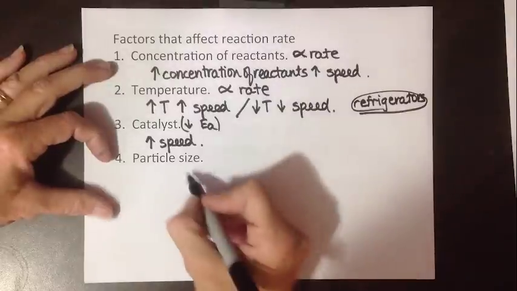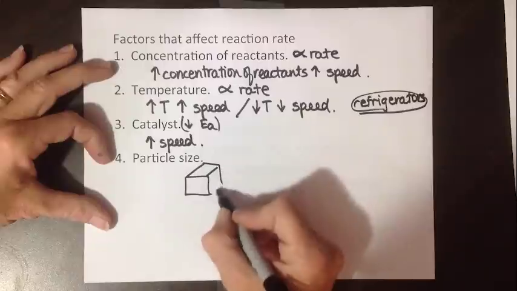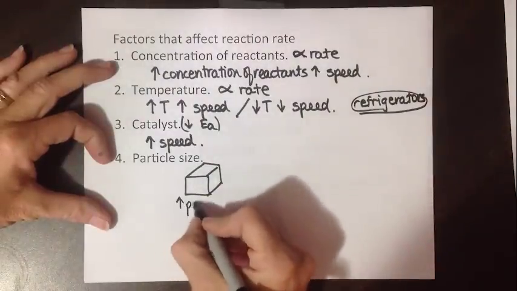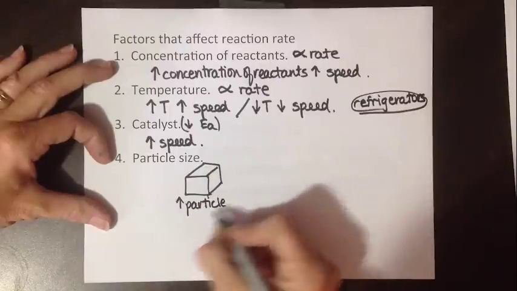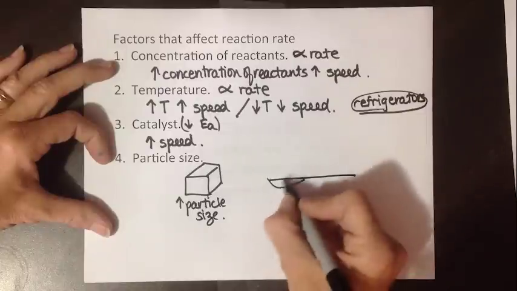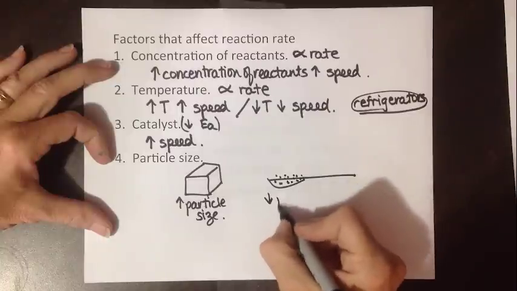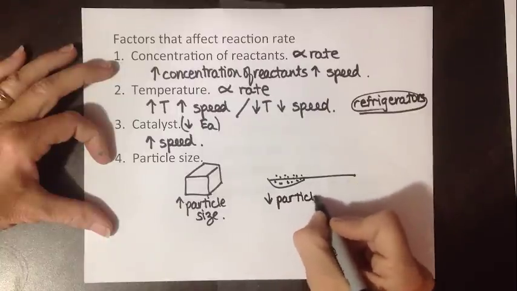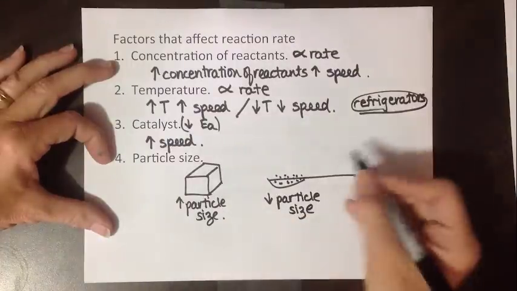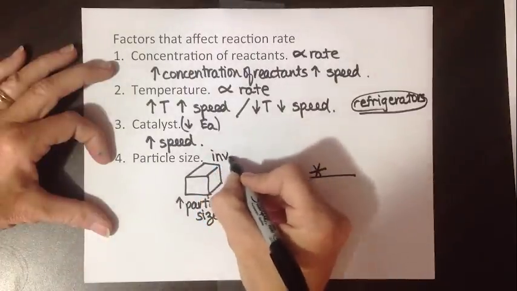Particle size. So this is, if you have, I like sugar and I like coffee, so here we go. There's my attempt at a sugar cube. This sugar cube has a large particle size. And my spoon, you could laugh because I do not draw, has a small particle size. Which of these two will dissolve faster? This one. Therefore, they are inversely related.